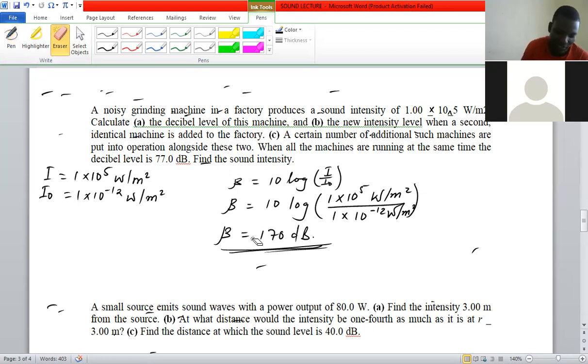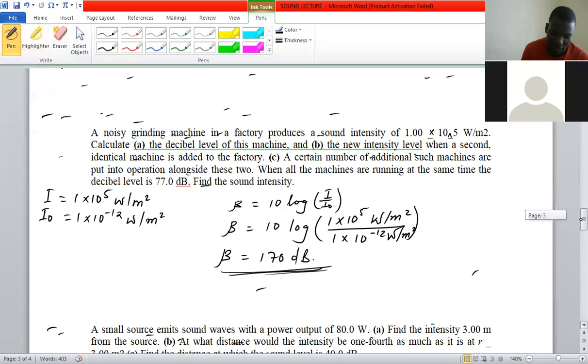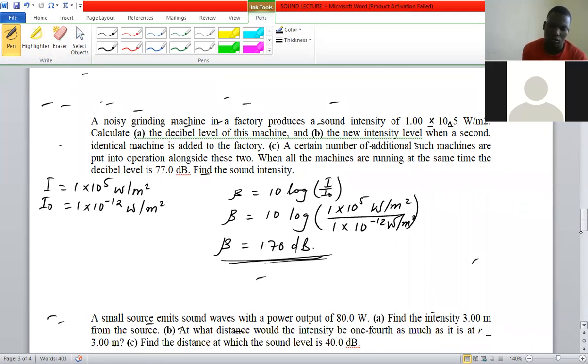And then we have B. I thought that was the only question. Wow, we also have B. And B says calculate the new intensity level when a second identical machine is added. So now, when we add a second machine, the decibel level is not going to be the same, is it? Because we are now having two machines.